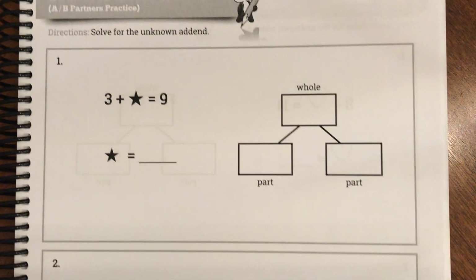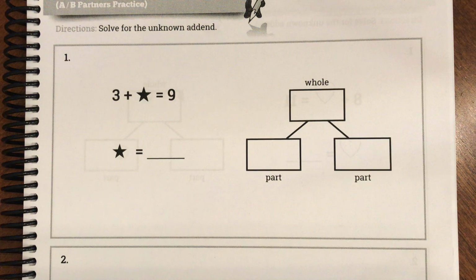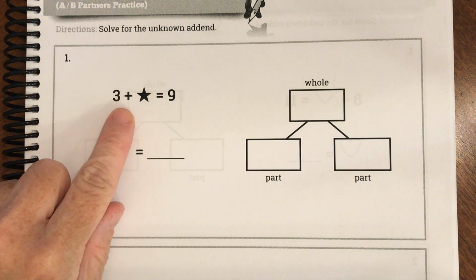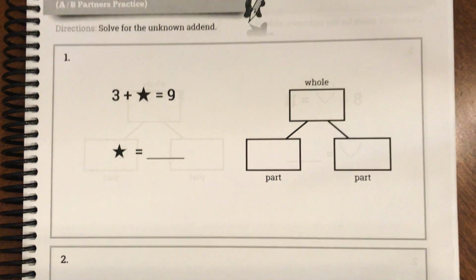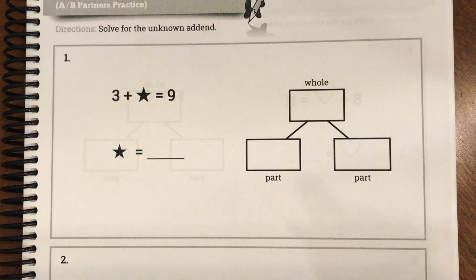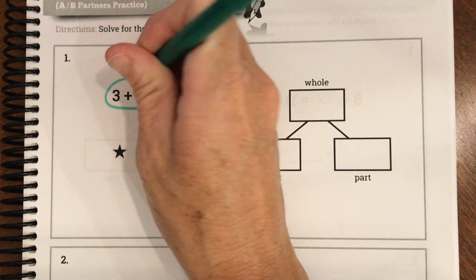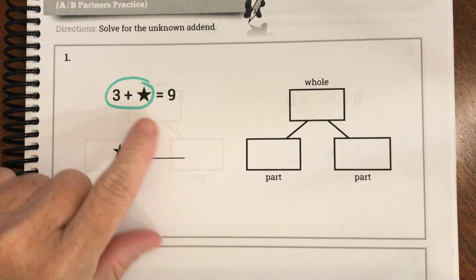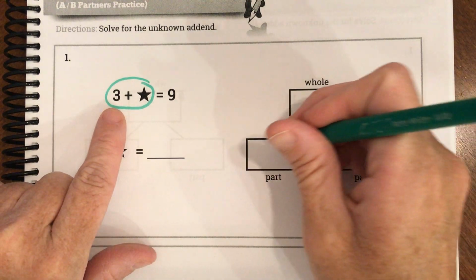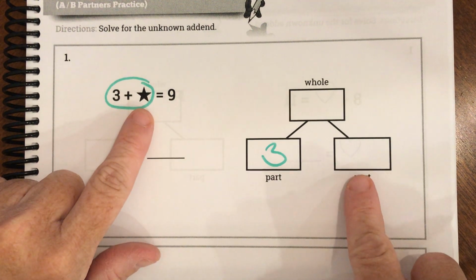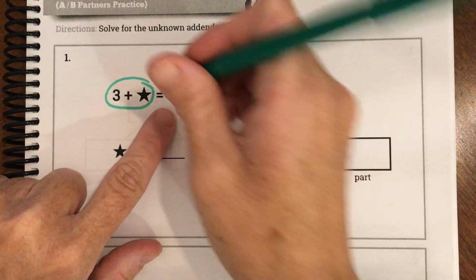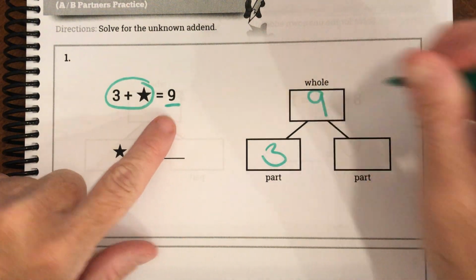We are on page 244. Let's join these together on page 244. And our first problem or first equation says 3 plus star equals 9. This star is our unknown. We don't know what number that star represents. So what do we see? We see our two addends, and those are our two parts. So our first addend is 3. Our second addend, we don't know what it is. We don't know what the star is. But we see our sum is 9, and that goes in our whole box.